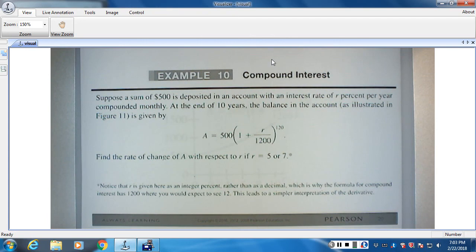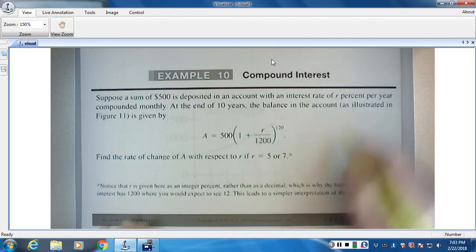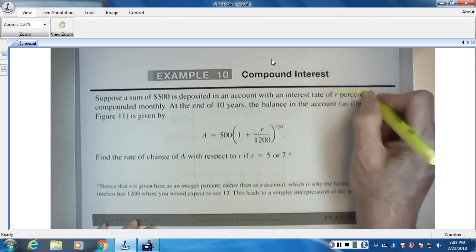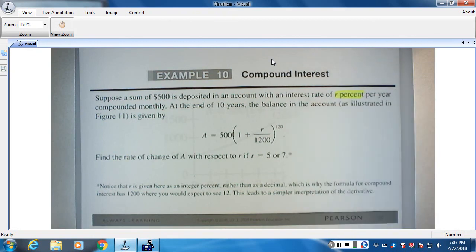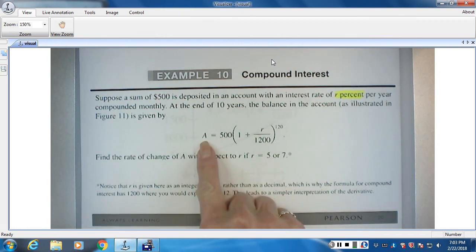Now I want you to pay careful attention to the fact that this says R%, because that's going to make a difference in the way this formula looks, because you're going to say, wait, our formula didn't look like that. So it's an interest rate of R% per year compounded monthly. And at the end of 10 years, the balance in the account, and I'll show you the graph in Figure 11 in a second, is given by this formula for future value.